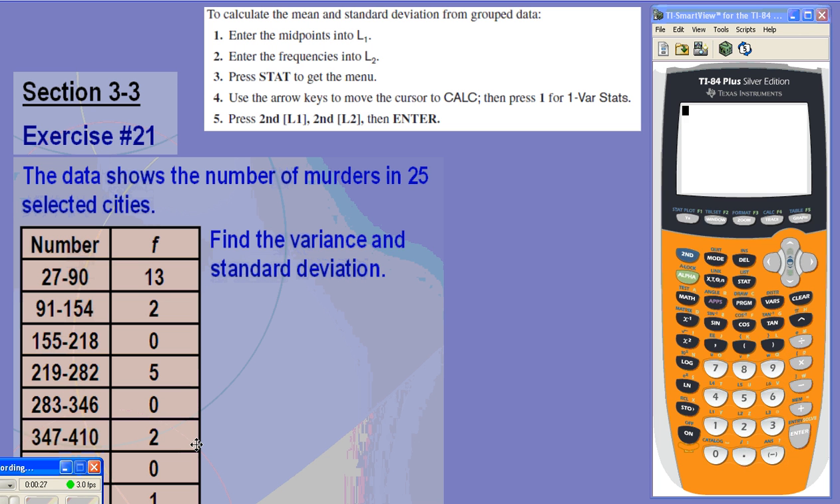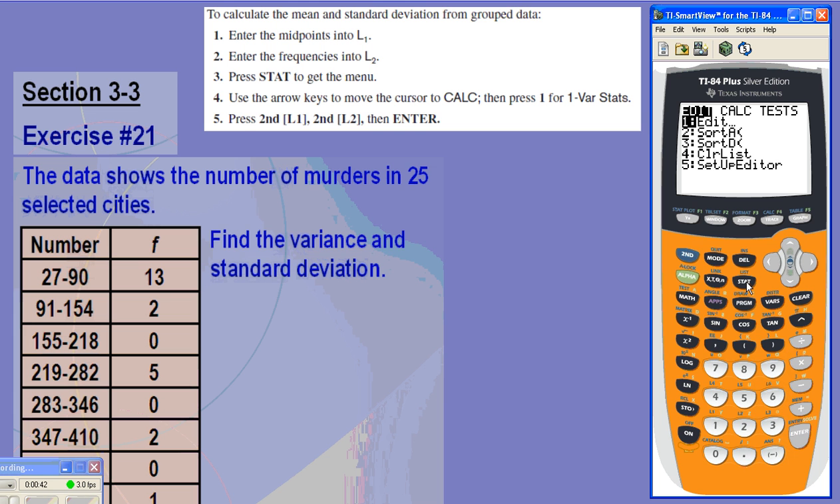Except in this case, we need to find the midpoint and put that in one column and put the frequencies in another column, and then it actually kicks out all of our answers for it. It's a beautiful thing. So first thing is to go to our list, we press the stat button, and the stat button takes us into our edit option. Number 1 is where we want to go to edit our list, so we press enter.